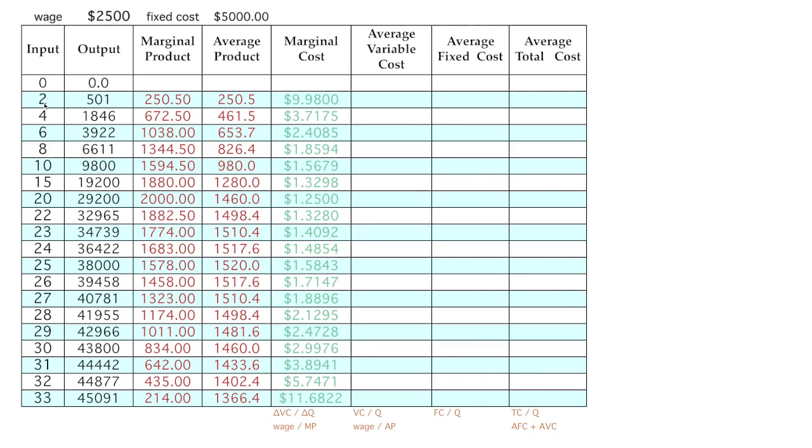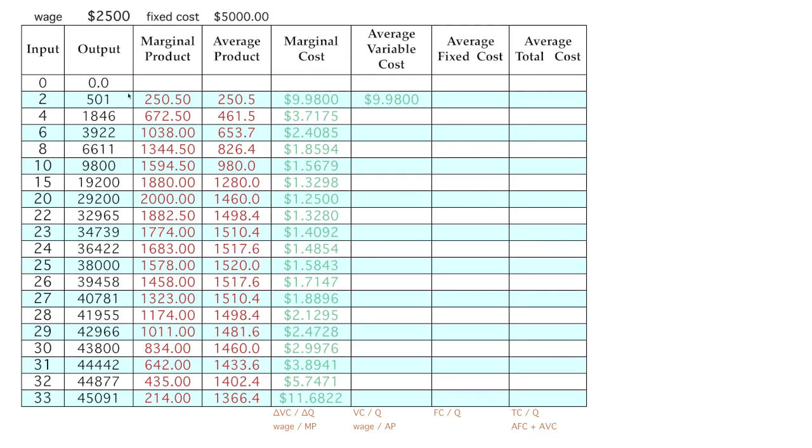So for example, if you take the wage of 2,500 and you multiply it by the input of 2, you get a variable cost of $5,000. If you take that and divide it by the output of 501, you're going to get the same answer as we had there for the marginal cost, because you're doing the same math, you're just doing it a different way. You could also take the wage of 2,500 and divide it by the average product of 250.5, and you get the same answer.